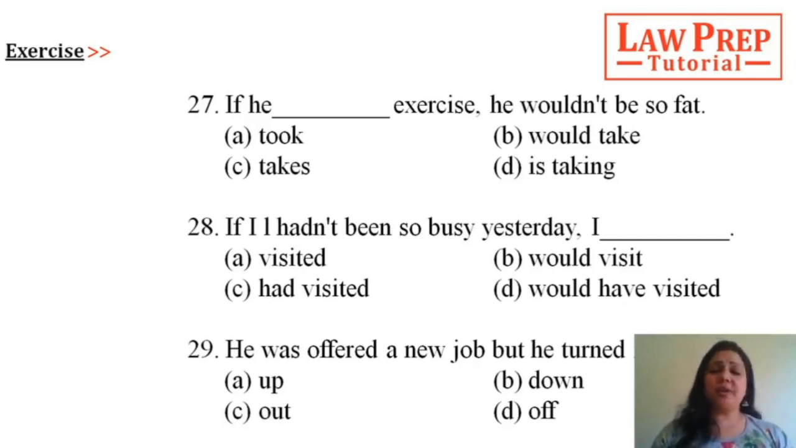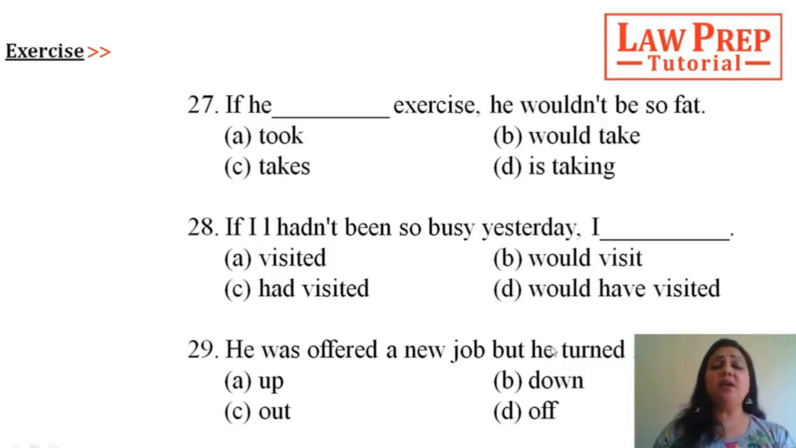Okay, next question. He was offered a new job, but he turned it dash. See, turn up. This is a phrasal verb question. Turn up means to come up anytime. Don't turn up without information. You shouldn't turn up at someone's house without informing. CLAT 8 has this question. We have 2 questions. Phrasal verbs are a combination of tenses as well as prepositions.